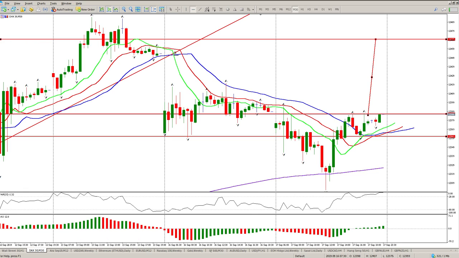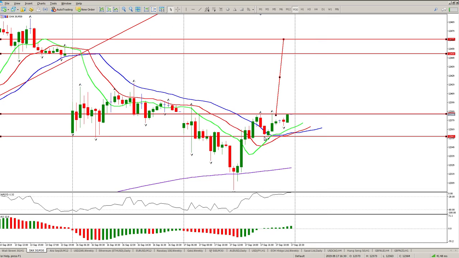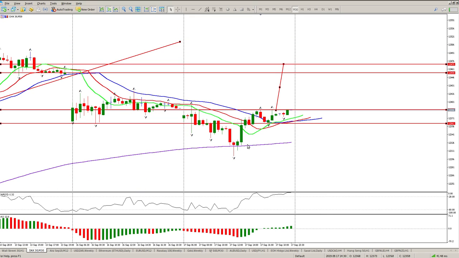So I'd almost be inclined to look at taking profit around there, 12454. A break below 12361, then this low is going to be tested.